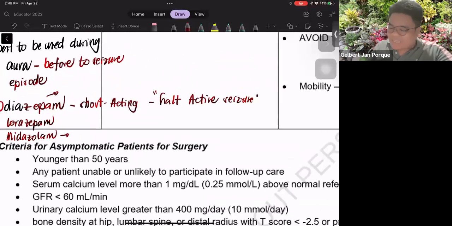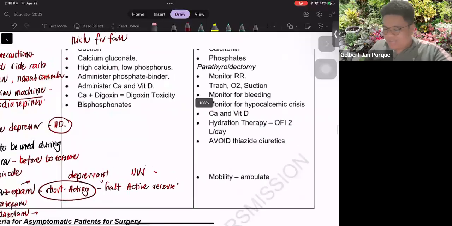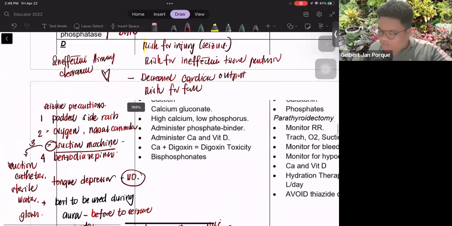Class, why do we need a short acting? When I talk about benzodiazepines, are they neurostimulants or neurodepressants? Yes, they are depressants. So if I give a long-acting neurodepressant to my patient, I would not be able to accurately monitor the neurovital signs of my patient. For that reason, short-acting is preferred to address the seizure. Okay, that's it for your seizure precautions.